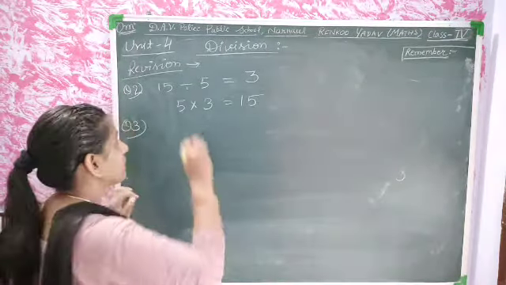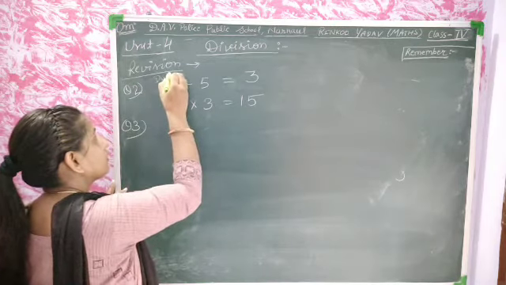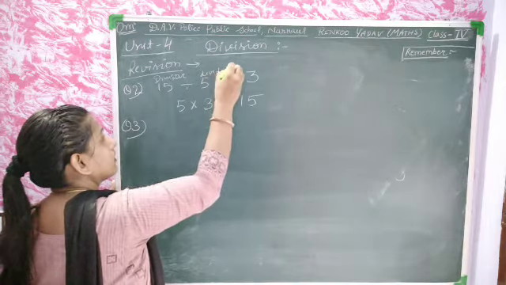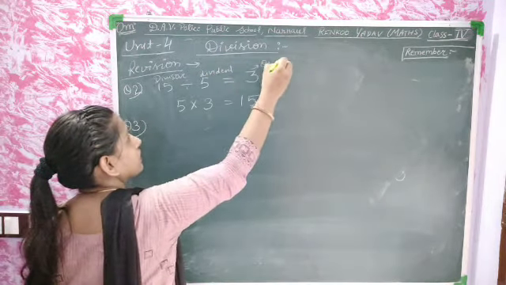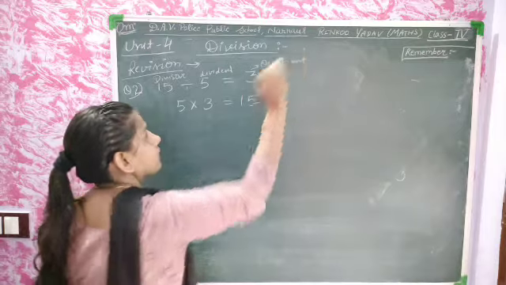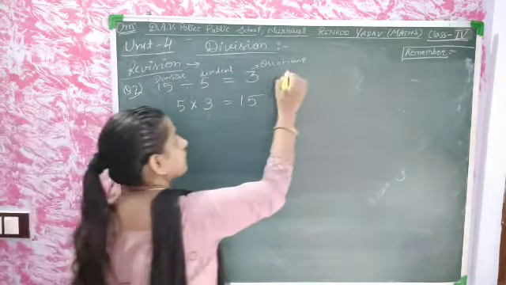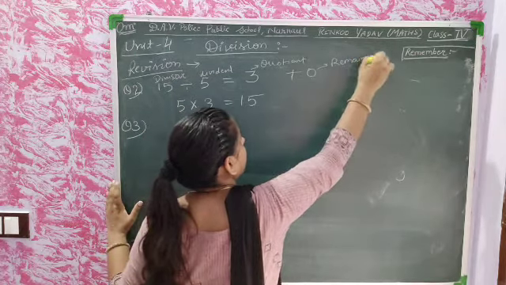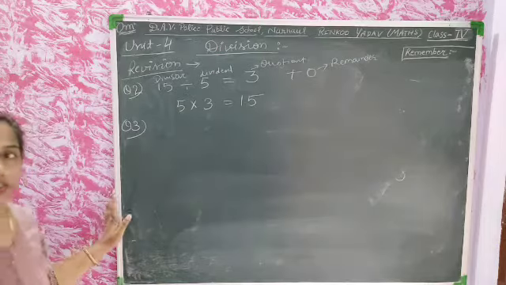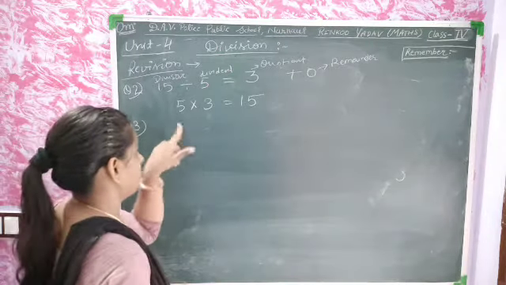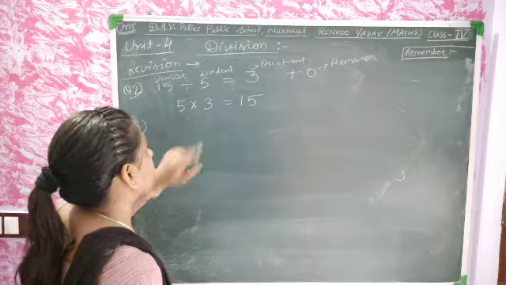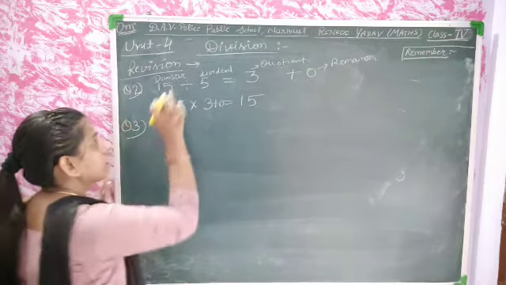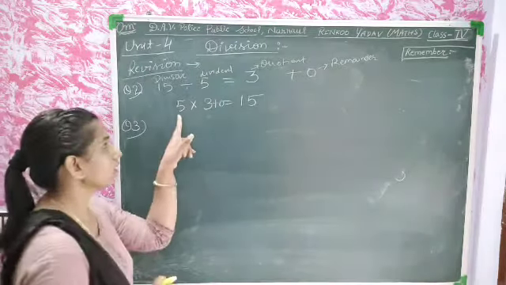How do we check here? This is the dividend, you know. This is the divisor and this is the quotient. And the remainder is 0, because nothing is added here. Is this clear, students? So 5 into 3, multiplying both the numbers and plus remainder is equal to the dividend. Clear? It's right here.